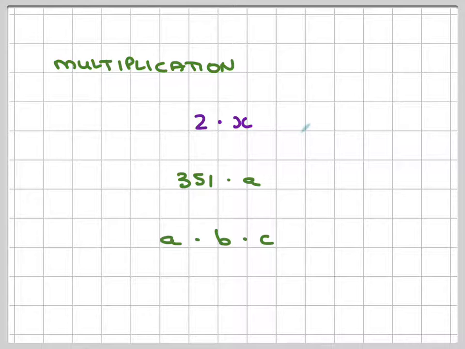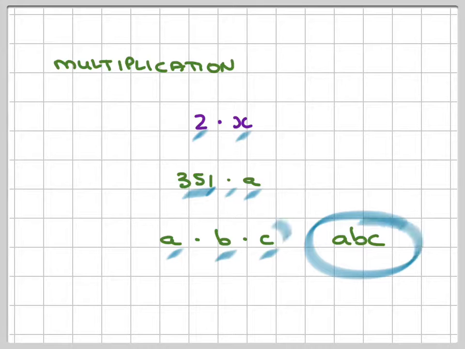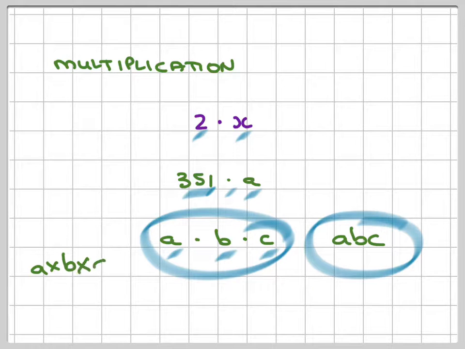It's not on the ground like a full stop. It's in the middle. And that means 2 times x. This means 351 times a. This means a times b times c. Now on the previous screen we had a times b times c written like that. So you see there's two ways of doing that. Okay. There's also the other way on the first screen where you had a times b times c.